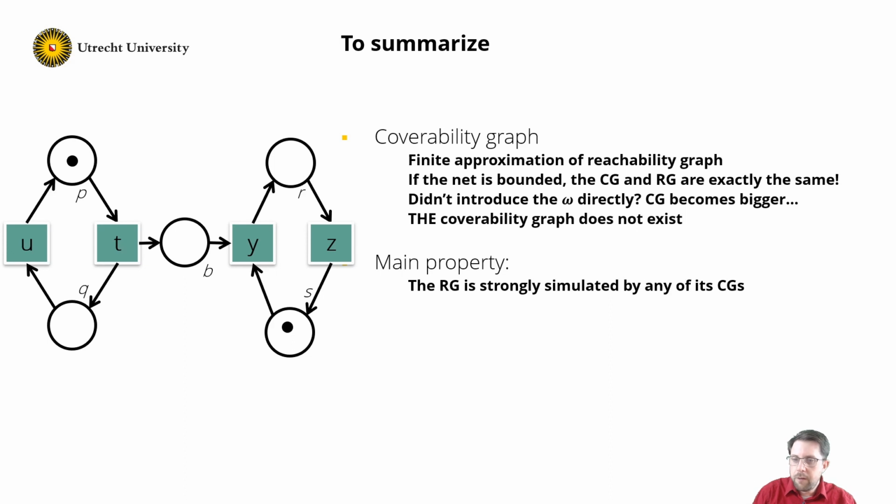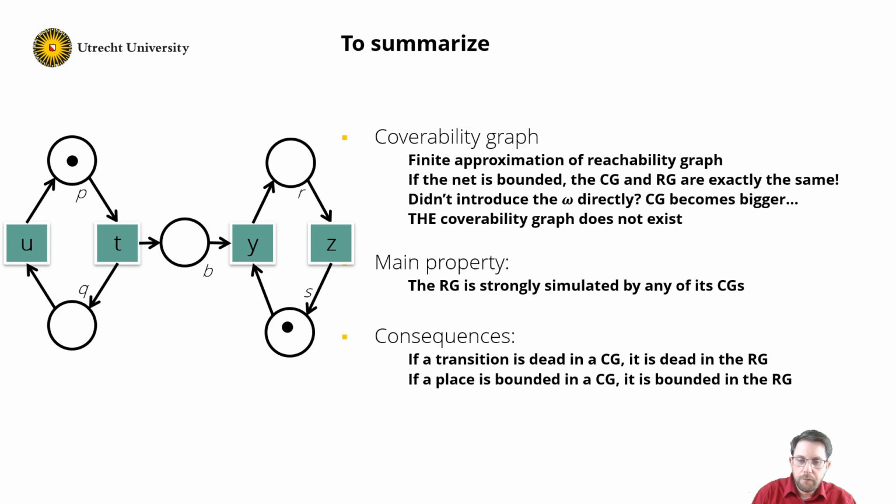That brings us to the main property of coverability graphs, and that is that the reachability graph is strongly simulated by any of its coverability graphs. Thus, any behavior the reachability graph has, the coverability graph has. This is a nice, simple and elegant proof. So to see whether you understand strong simulation, I really encourage you to prove this yourself. The consequence of this strong simulation is that if some behavior did not occur in the coverability graph, it cannot happen in the reachability graph.